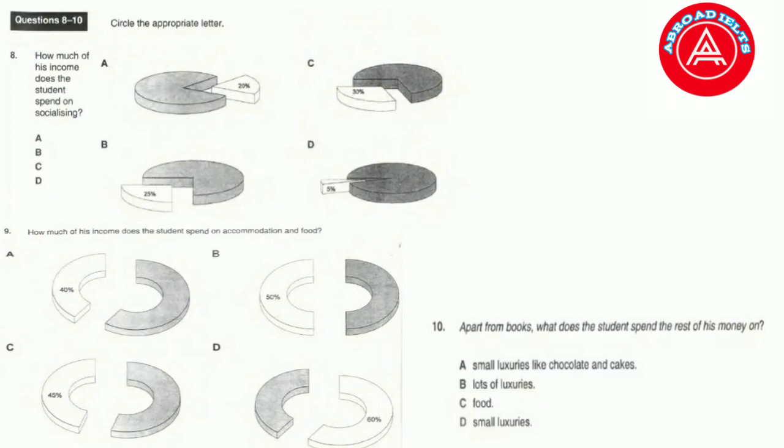Before you listen to the next part of the conversation, look at questions 8 to 10. For these questions, there are 4 alternatives: A, B, C, and D. Decide which alternative is the most suitable answer about what you hear, and circle the appropriate letter.